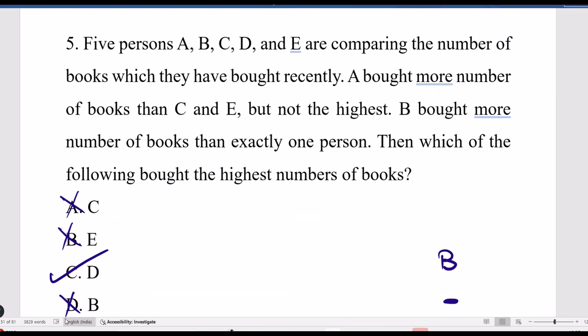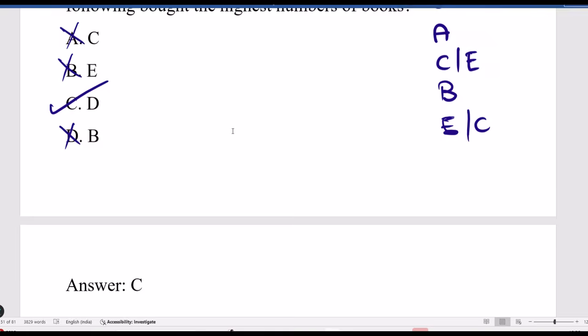A bought more than C and D. In fact, A bought more than B also, obviously. Right? So D will be the highest. A will be here. CE or EC, that I cannot decide with the data. But one thing I eliminated: A got more than C and E, so C and E cannot have the most books. They want the highest number of books. B bought more than one person only, not among all. Only one person, so B cannot be the highest, so only D is the answer. I am eliminating, right? So the answer is C here.